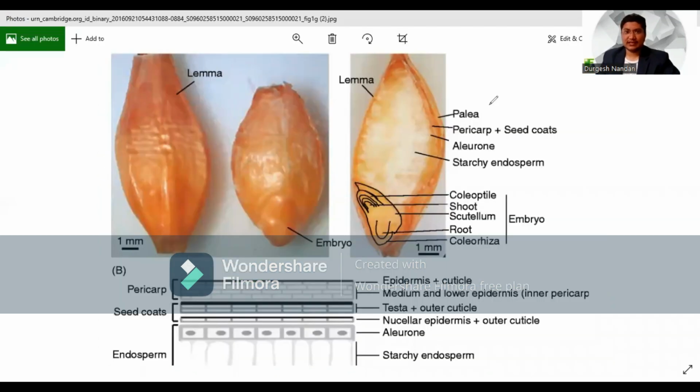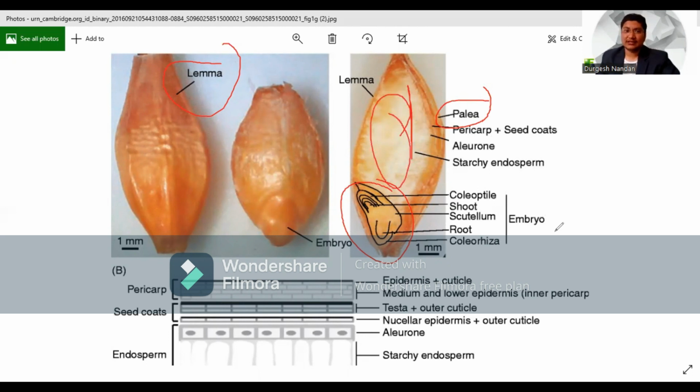Next is the seed structure given here. On the seed, the upper coat is known as the lemma, and on its lower side is the embryo. The inside layer is known as the palea. The upper side, which you are seeing, is the pericarp plus seed coat. Inside that, the starchy endosperm is found, and the embryo portion is also found.